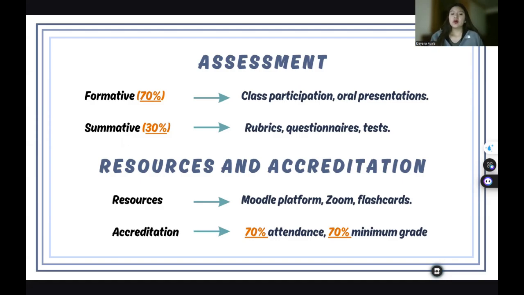And also the accreditation. What is this? What they need to have in order to pass this learning process of these 4 units. They need to have 70% attendance and a 70% minimum grade in order to pass this level. If they have less than this, that is kind of difficult for them. So we need to set a specific percentage of attendance and minimum grade, and also give this information to students so that they can successfully pass this level.